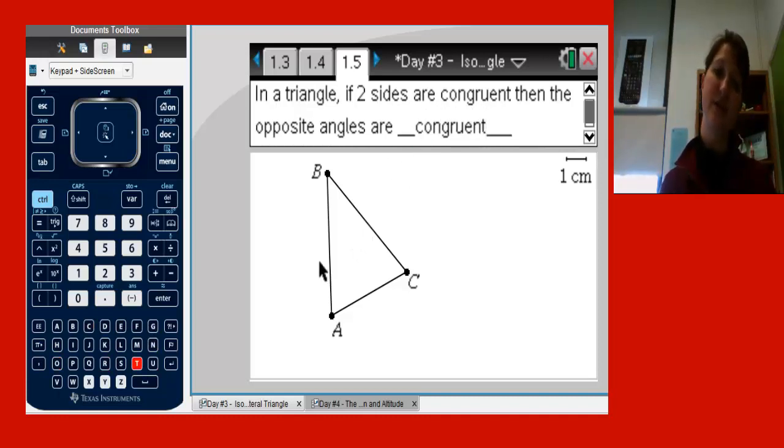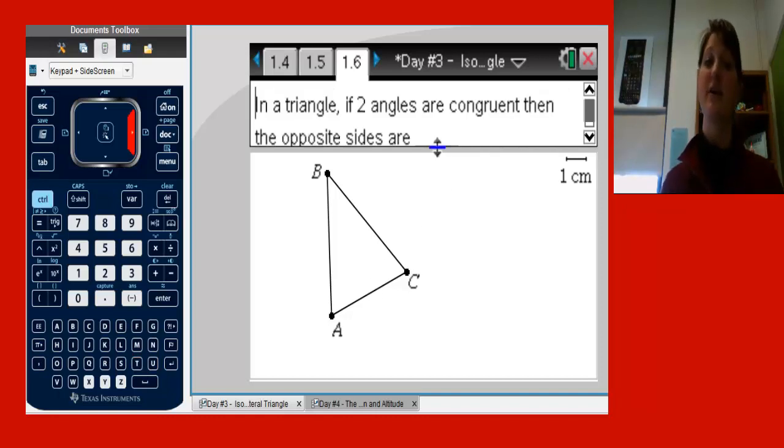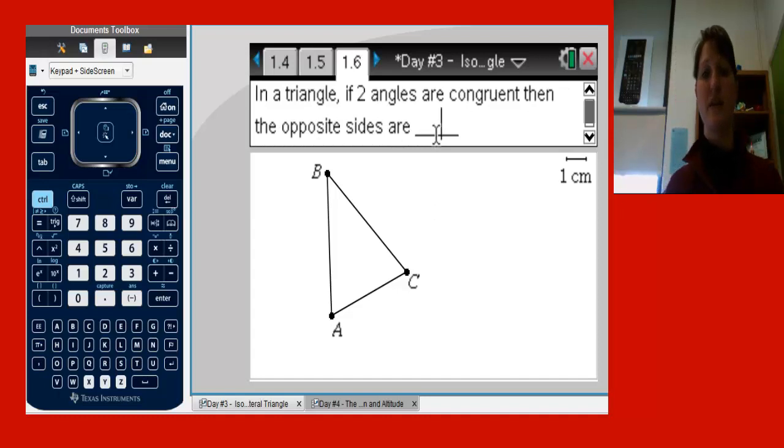Okay, so again, if we have two sides equal, we have two angles equal. And in a triangle, if two angles are congruent, then the opposite sides are congruent. Okay, that sounds an awful lot like a theorem or a postulate. So that is something that you can use when you're writing a proof.